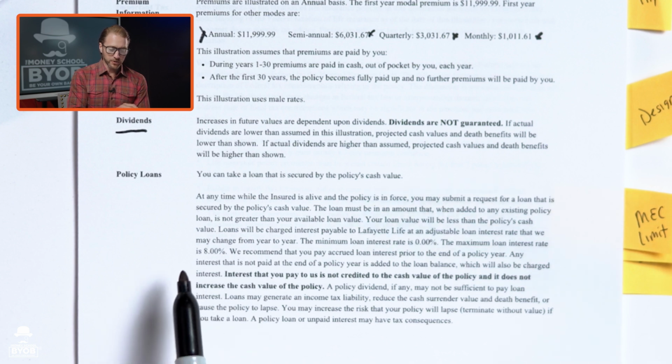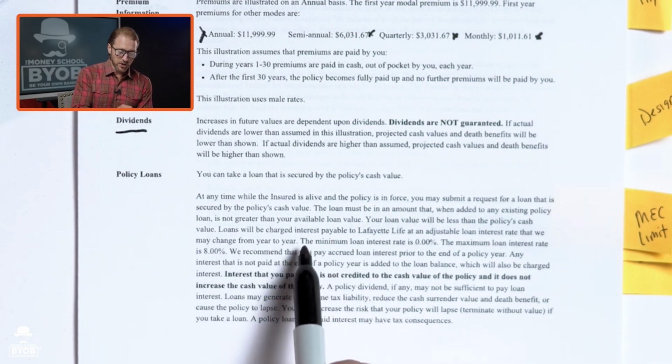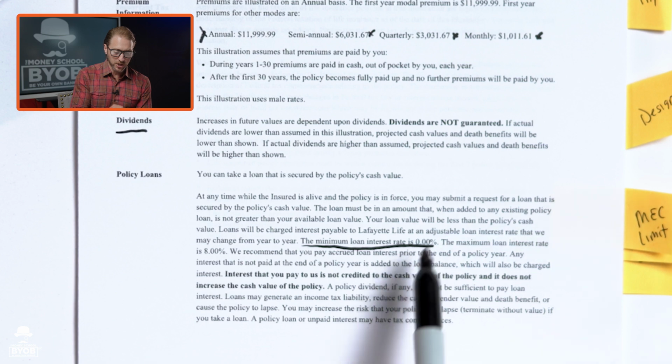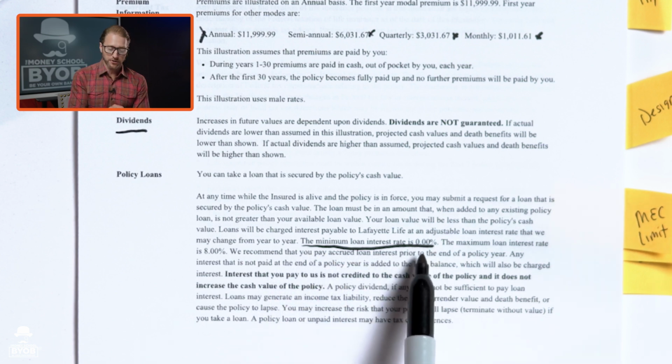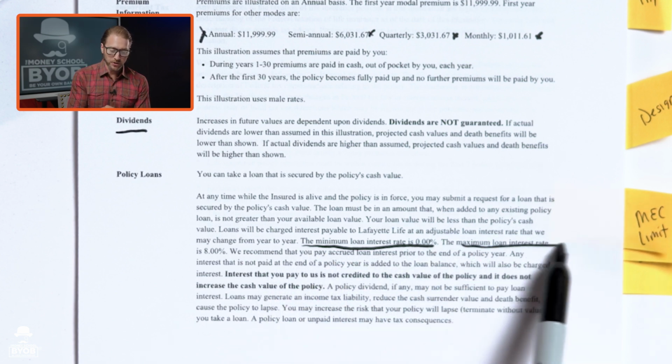Now up here, one other really important thing I want to show you is all the policies in the illustration will talk about the minimum loan interest rate, which is 0, and the maximum loan interest rate, which is 8. So the most this insurance company could ever charge you on the loan interest is 8%. Now it's not at 8% today. Depending on your policy design and your policy year, it's anywhere between about 4.75 and 5.35%. Okay, all right, moving on.